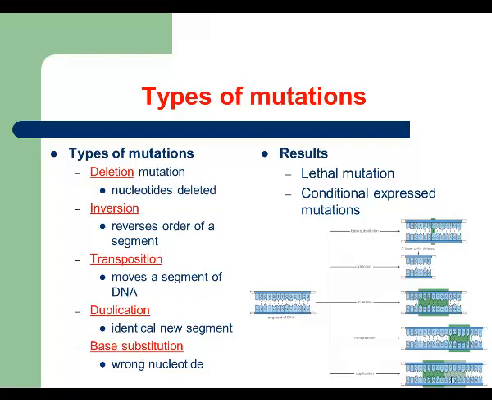Deletion means one pair or a few pairs of nucleotides are deleted from the DNA molecule. Inversion reverses the order of nucleotides within the DNA molecule. Transposition takes one or a few nucleotides from the region of the DNA molecule where they're supposed to be and moves them to a new area, let's say to the beginning or to the end of the DNA molecule.